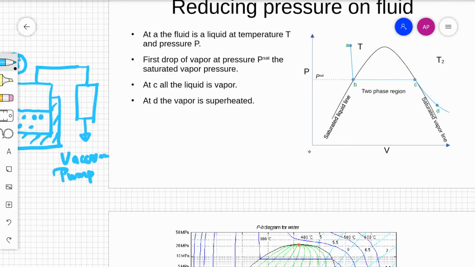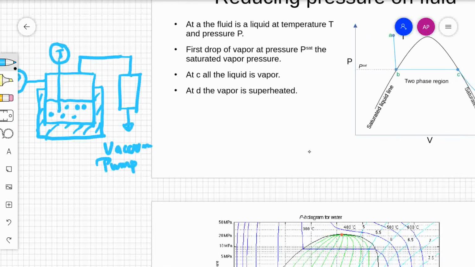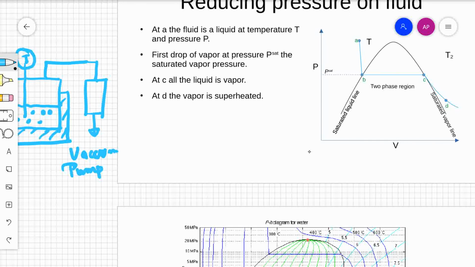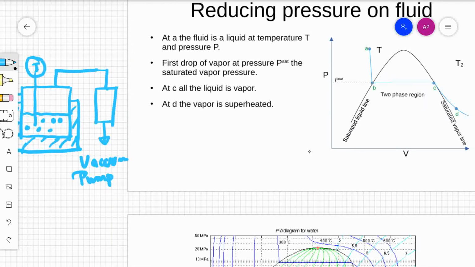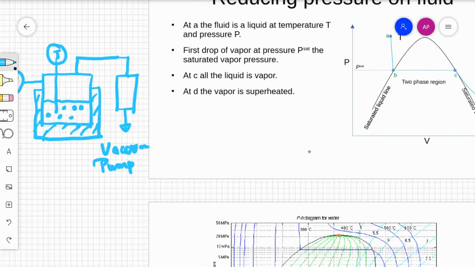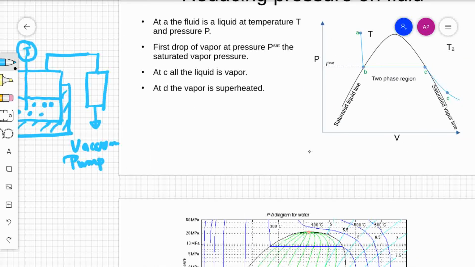Further, if you reduce the pressure, the volume follows the gas law. This is point C to D. It further follows the gas law. So, this region, the region to the right of the saturated vapor line, is known as the superheated vapor region. And the region to the left of the liquid line is known as the subcooled liquid region.